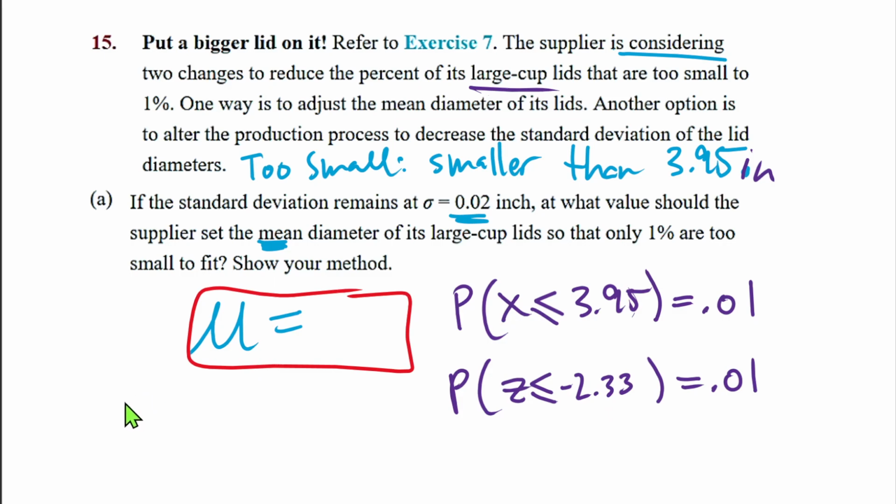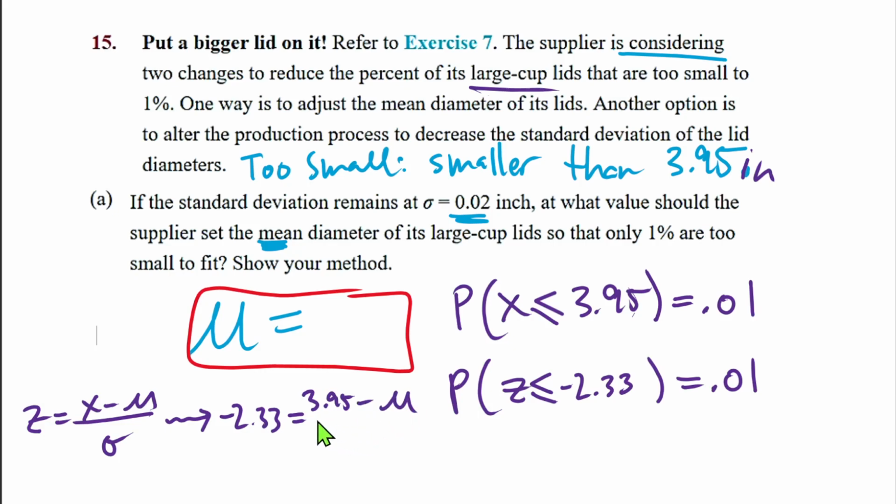I think we can just calculate the mean backwards and say, look, use this formula: z equals x minus the mean, divided by the standard deviation. So when we use that formula, z is negative 2.33, meaning 2.33 standard deviations below the mean, equals our x value, 3.95, minus the mean we're looking for, divided by that same old standard deviation. What does that mean have to be so that only 1% of lids are smaller than this size? Well, now you just solve.